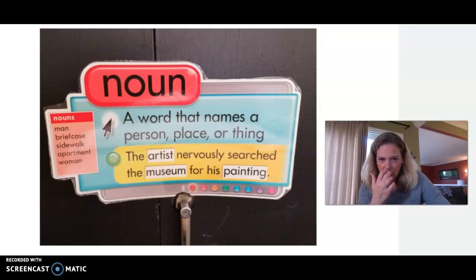So if you take a look at your screen, we talked about how a noun is a part of speech that names a person, a place, or a thing. On the side, here we have some examples. Man, briefcase, sidewalk, apartment, woman. Those are all either a person, a place, or a thing.